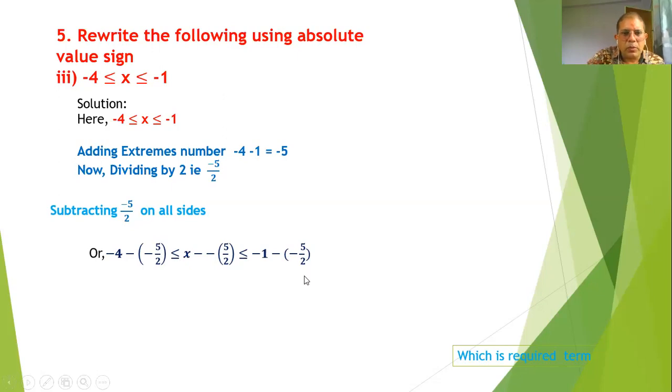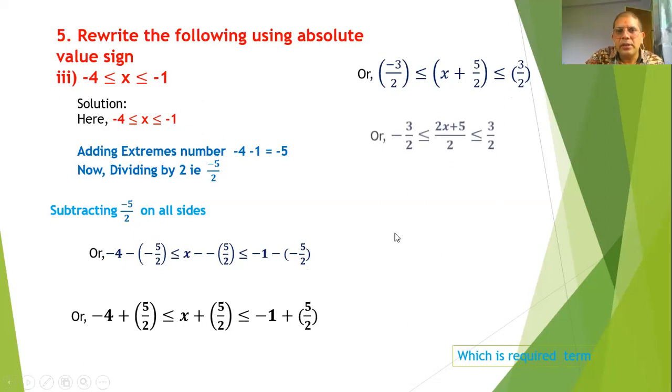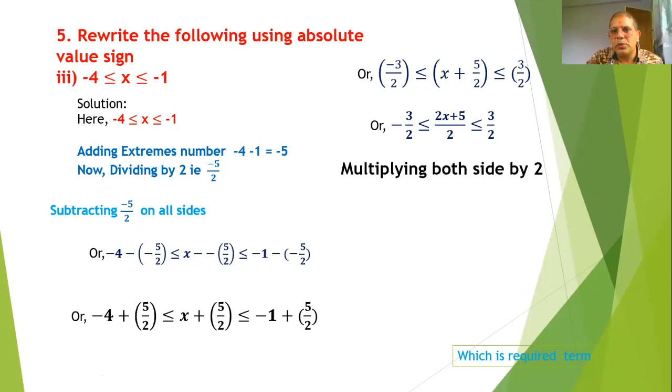Then after you should multiply these two minus signs, and it is plus. Then after, you got minus 8 plus 5 by 2 is minus 3 by 2, and you got plus 3 by 2, and the same term, x plus 5 by 2. Then take the LCM of the middle term, it is 2x plus 5 by 2. You have 2, 2, 2 in the denominator, so you should remove this 2 by multiplying by 2. Now multiplying by 2 on all sides, these two gone, these two gone, these two gone.